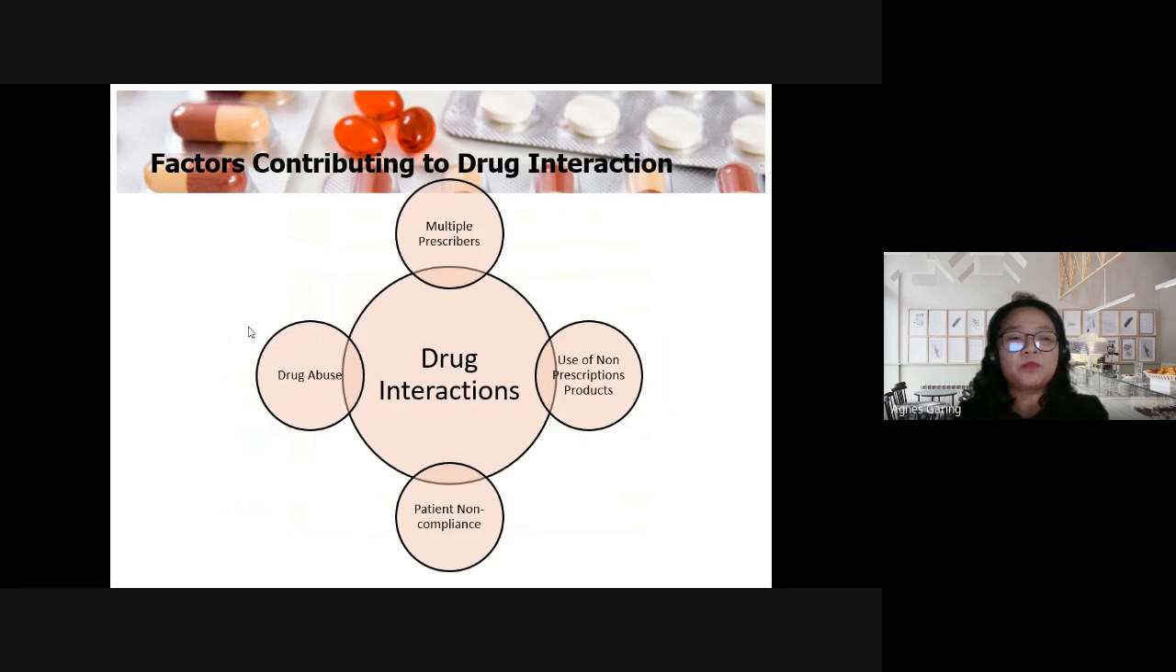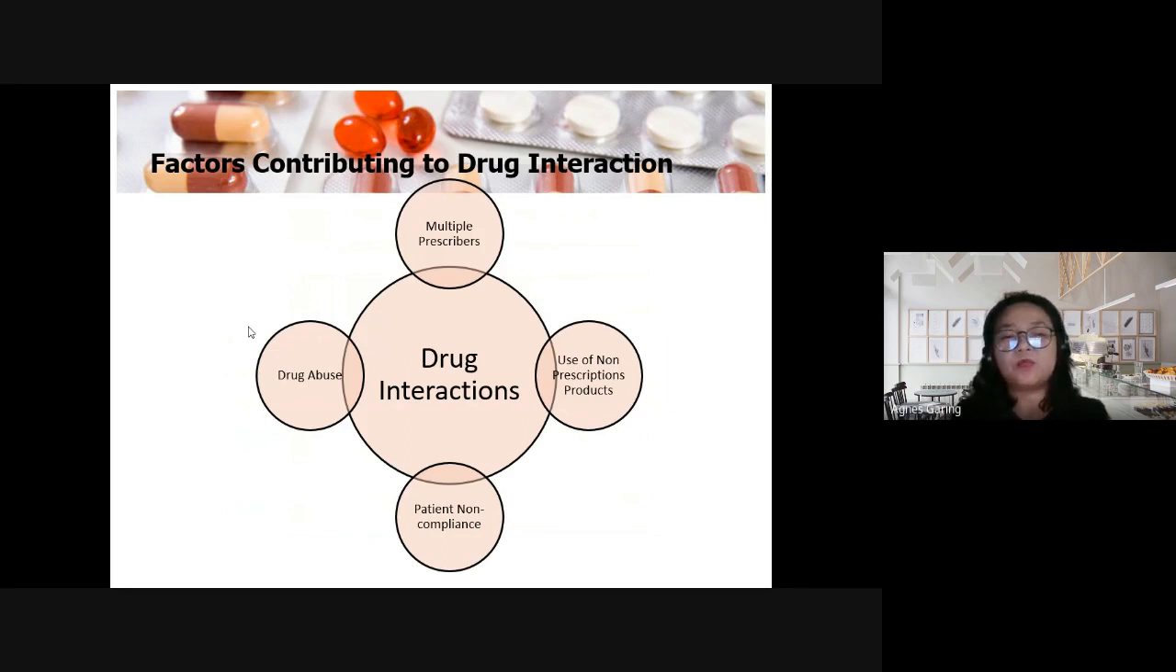Okay, so for the factors contributing to drug interaction, of course it is yung mga multiple prescribers, di ba? For geriatric patients, class, we cannot prevent this, no? Kasi nga yung mga multiple prescribers, syempre hindi naman nila alam kung ano yung nareseta na sa kanila.